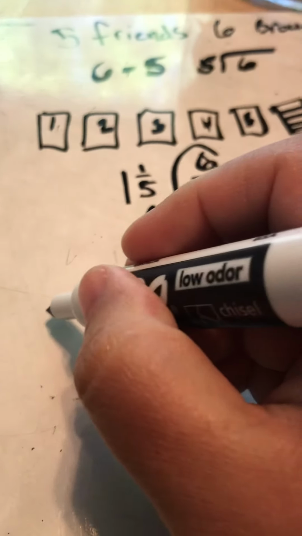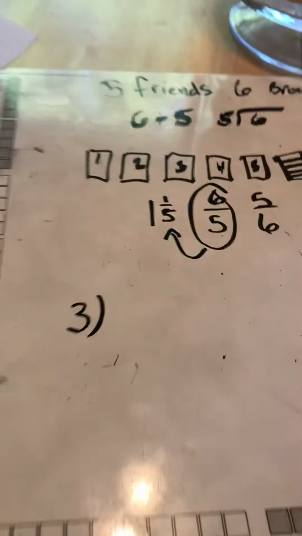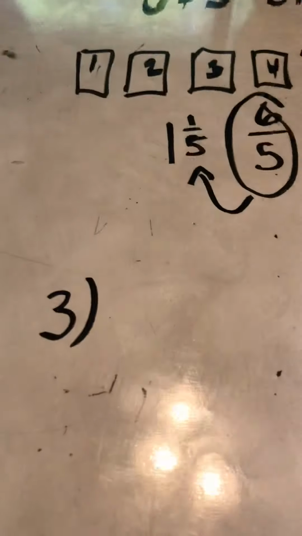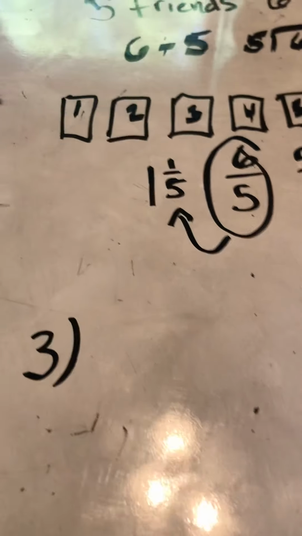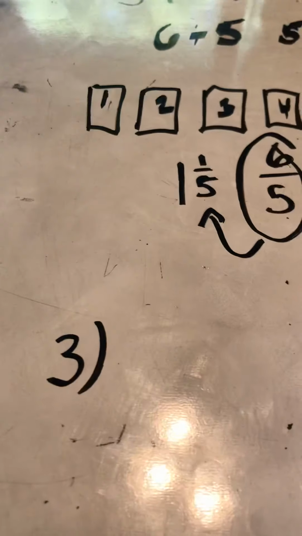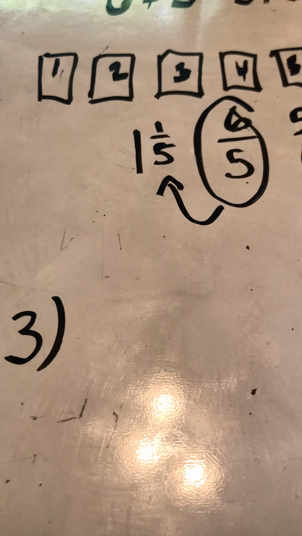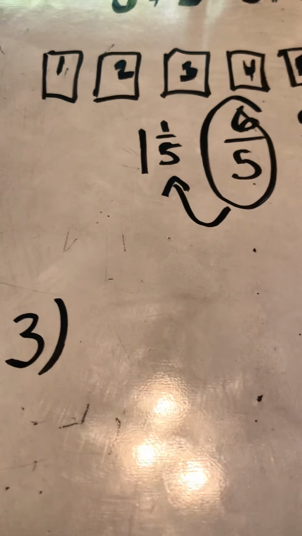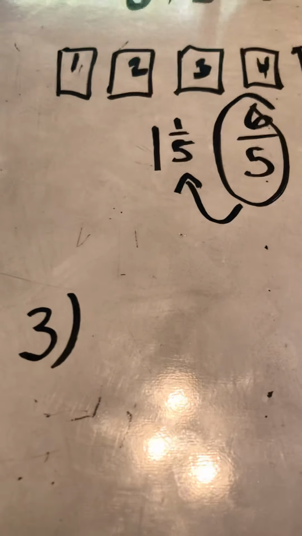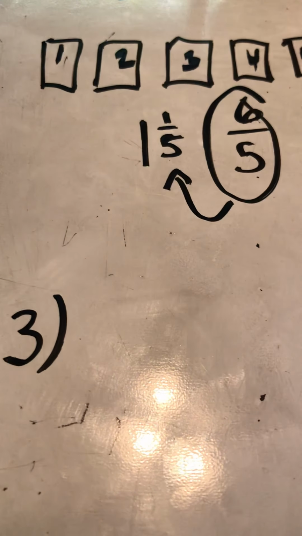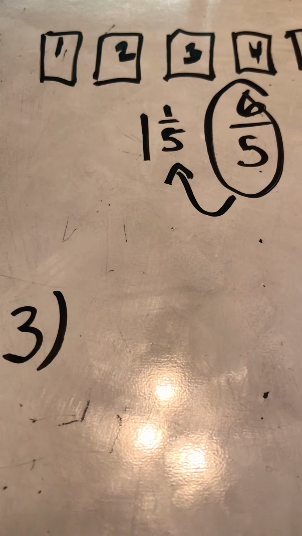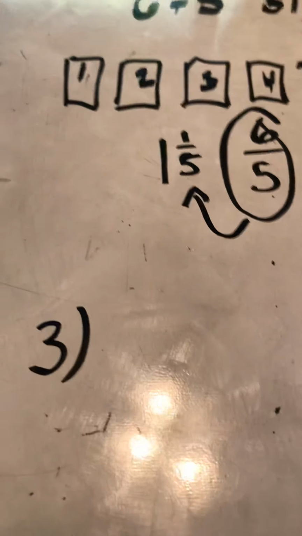Let's do number 3. And we need to start with our first name today. And our first name is Luna. Luna is our first name today. And we'll go to number 3. 8 people equally share. Remember, there's 2 names today. 8 people equally share 3 brownies. How much of a brownie does each person get?